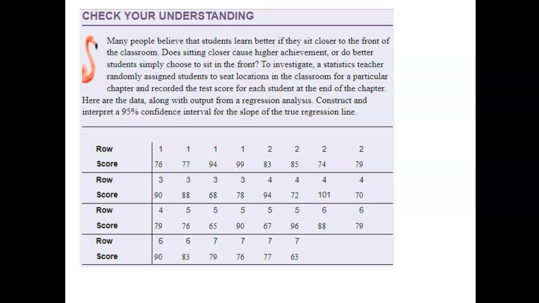To investigate, a stats teacher randomly assigned students to seat locations in the classroom for a particular chapter and recorded the test scores for each student at the end of the chapter. Here's the data, along with output from a regression analysis. Construct and interpret a 95% confidence interval for the slope of the true regression line.